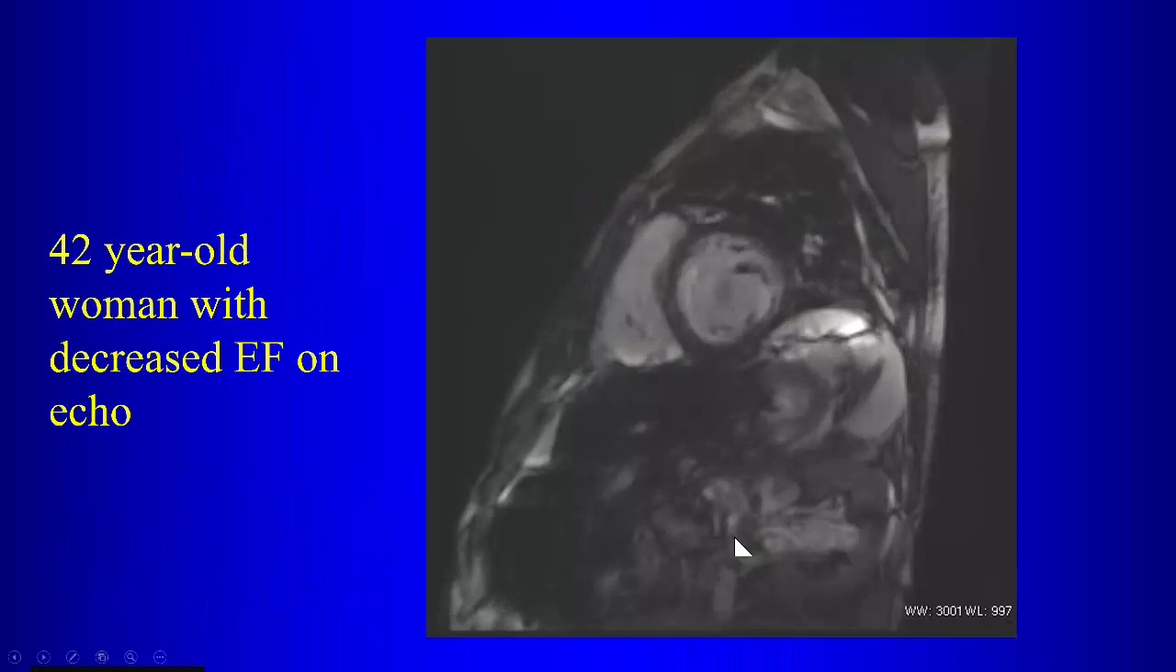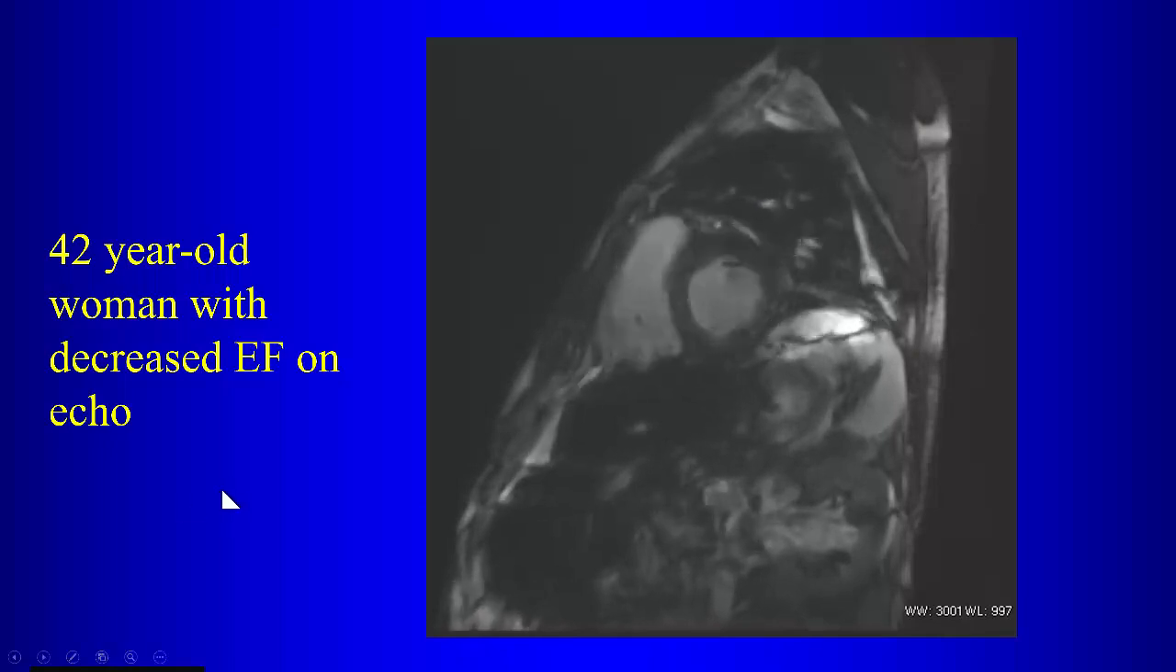Okay. All right. So 42-year-old with decreased ejection fraction on echo. What kind of view are we looking at here? Short axis view. When you look at the heart itself, does anything look abnormal? Yeah. Are you surprised? The ejection fraction is low, so maybe a little hypokinetic, maybe a little dilated. So we're not so surprised by that. Okay. Anything else look abnormal? Well, let's see. What else can we do?